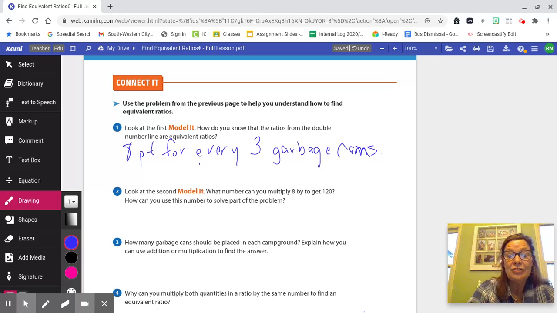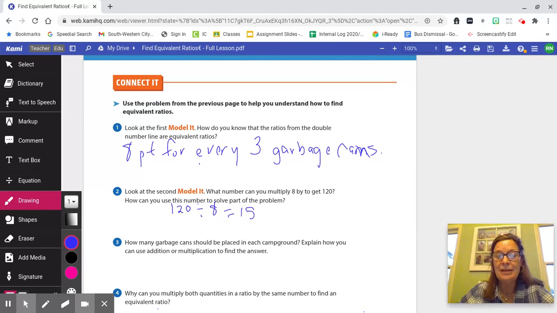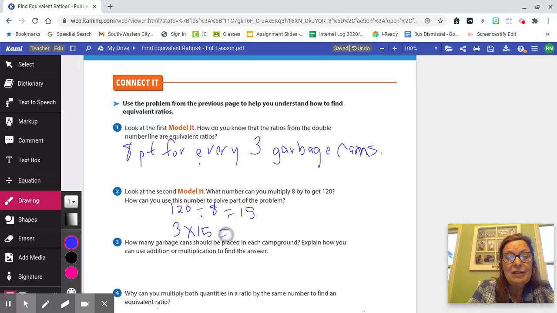If I did 120 divided by 8, I'm going to get 15. How did I use that? Because then I multiplied, let's see, what was it? The 3 by the 15, 3 times 15, to give me the number of garbage cans in the large campground. So here we go, number 3. How many garbage cans should be placed in each campground?